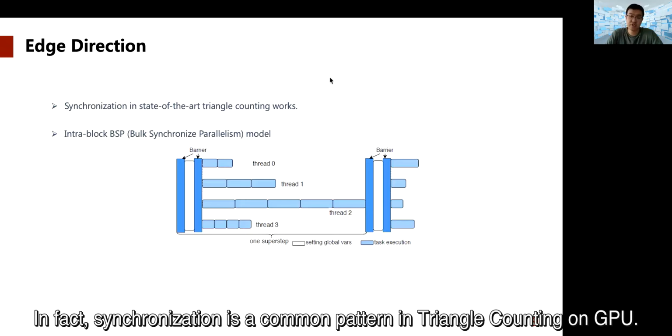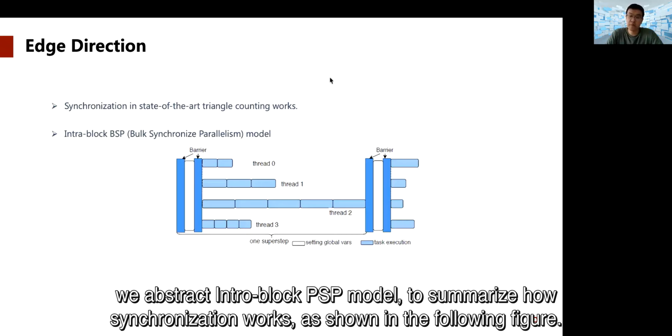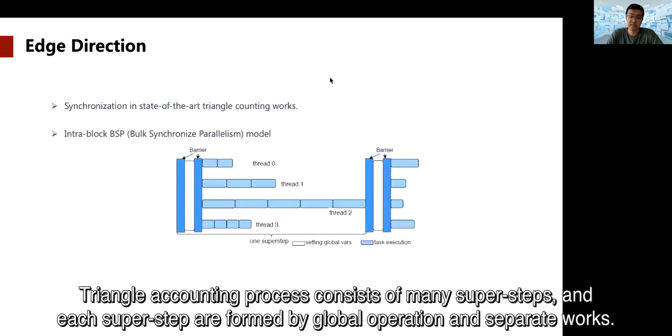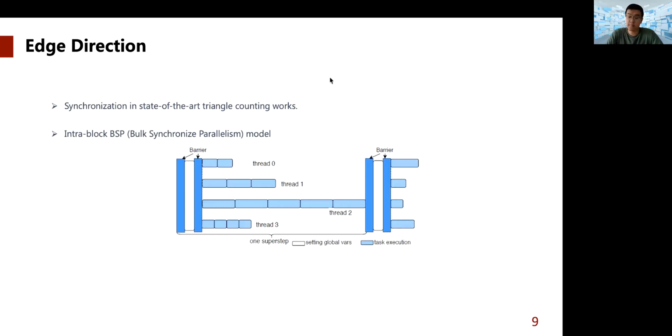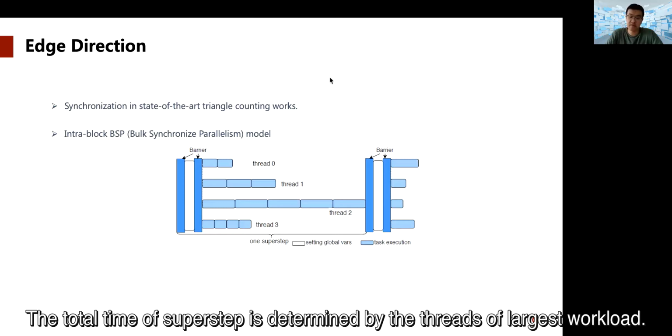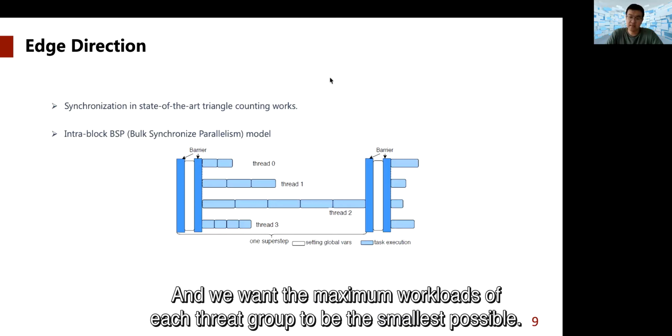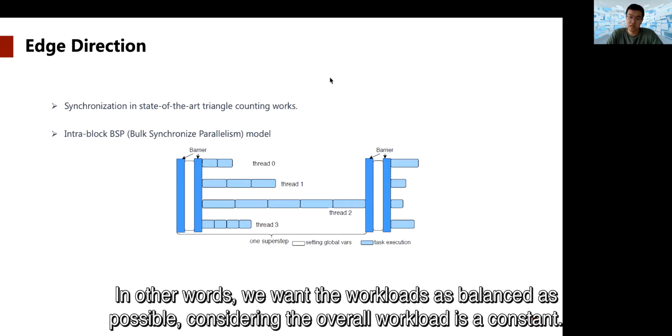In fact, synchronization is a common pattern in triangle counting on GPU. We abstract an intra-block PSP model to summarize how synchronization works, as shown in the following figure. Triangle counting process consists of many supersteps, and each superstep is formed by global operation and separate works. The total time of a superstep is determined by the threads of largest workloads, and we want the maximum workloads of each thread group to be the smallest possible. In other words, we want the workloads as balanced as possible, considering the overall workload is a constant.